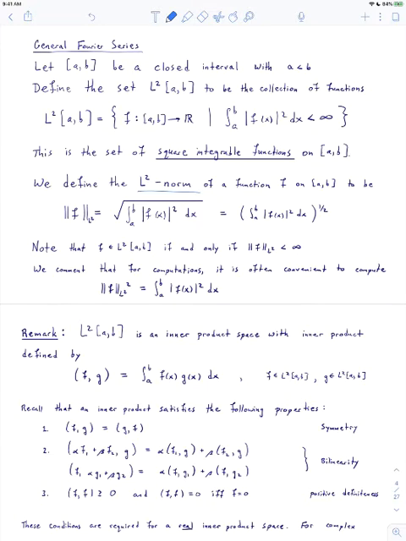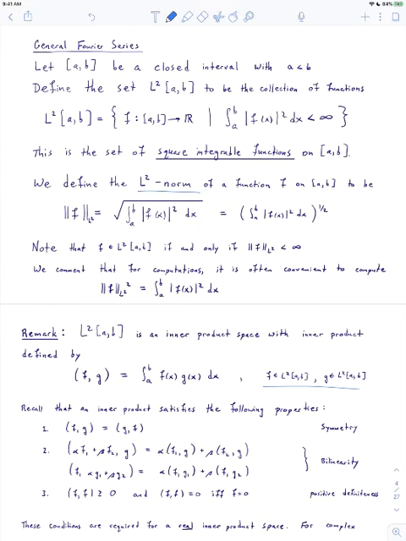So here's an important remark. L2 of [a,b], the set of L2 functions over [a,b], is an inner product space with inner product defined by integration. So the inner product of f with g is equal to the integral from a to b of f(x) times g(x) dx, where f and g are both square integrable functions. Recall that an inner product satisfies the following properties.